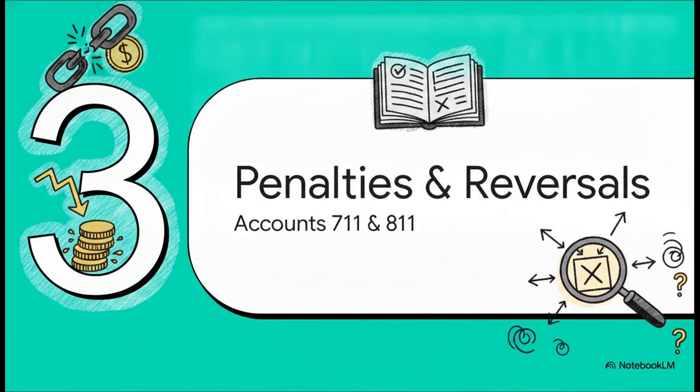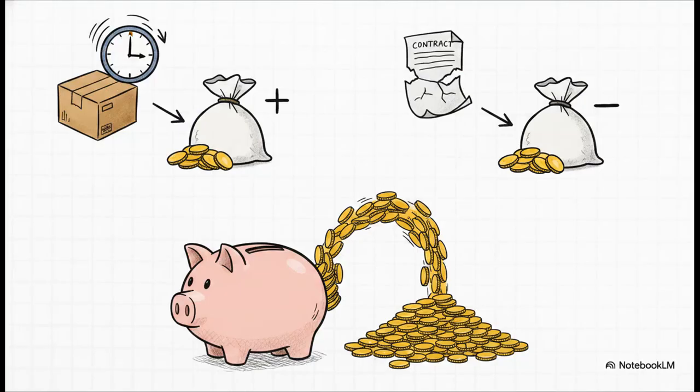All right, section 3, contract penalties and provision reversals. Let's see how our 711 and 811 buckets handle these specific oddities. Because let's face it, business doesn't always go according to plan. If a supplier is late and pays us a penalty, boom, unexpected economic benefit. We credit account 711. If we mess up and breach a contract, we debit account 811.